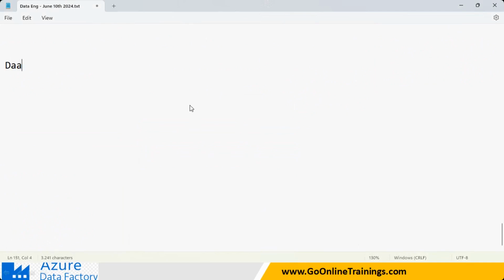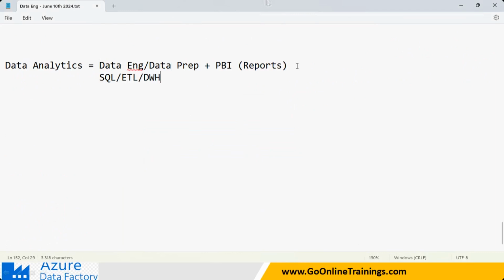If you want to do data analytics, data engineers have to supply the data. This is what is called data preparation. Only then will you be able to create a lot of reports with Power BI and become a data analyst. So for data engineering, what tools do you need to learn? Earlier SQL, now one ETL tool, data warehousing, and data modeling. And here you will also be able to learn Power BI.